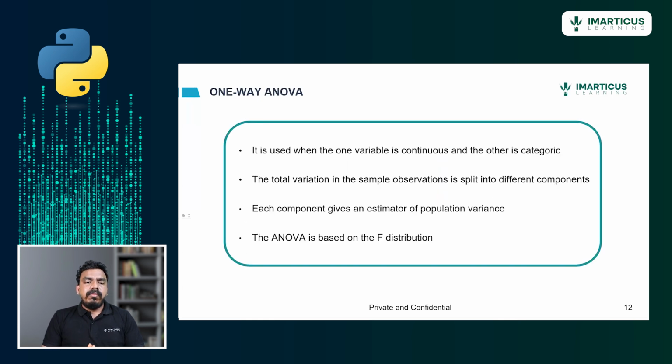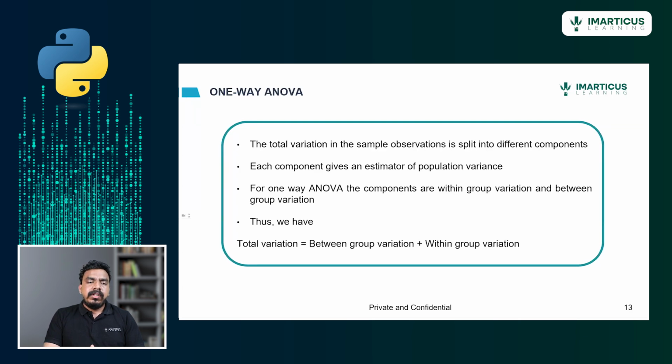It is used when one variable is continuous and the other one is categorical in nature. The total variation in the sample observations is split into different components. Each component gives an estimator of population variance. ANOVA is based on the F distribution, whereas we also know that the T test is based on the T distribution and the Z test is based on the normal distribution. In the same way, ANOVA is based on the F distribution.